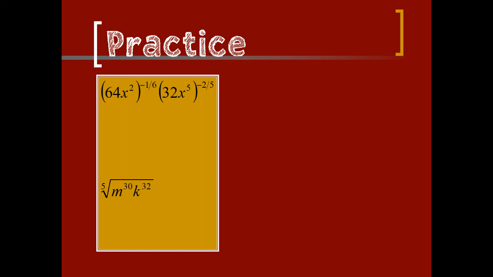So let's see. Oh, of course, we have to do some fractional ones. So same property here. And so I'm going to go ahead and distribute the negative 1/6 and distribute the negative 2/5. So 64 to the negative 1/6, x to the 2 times negative 1/6 is negative 1/3, times 32 to the negative 2/5 times x to the, that ends up being negative 2.